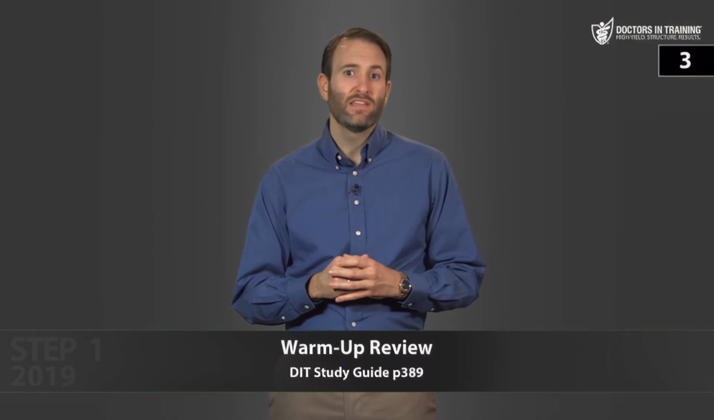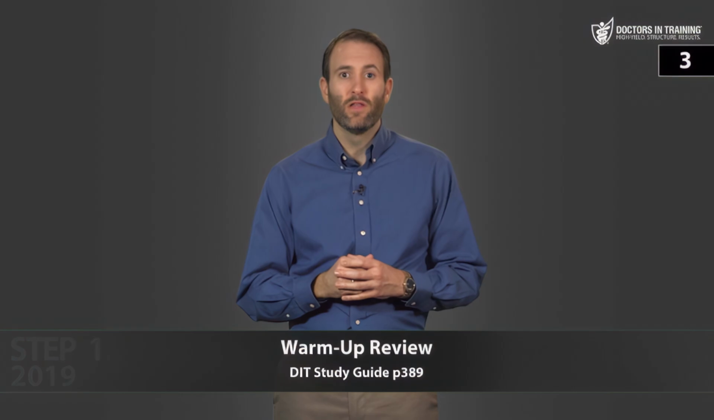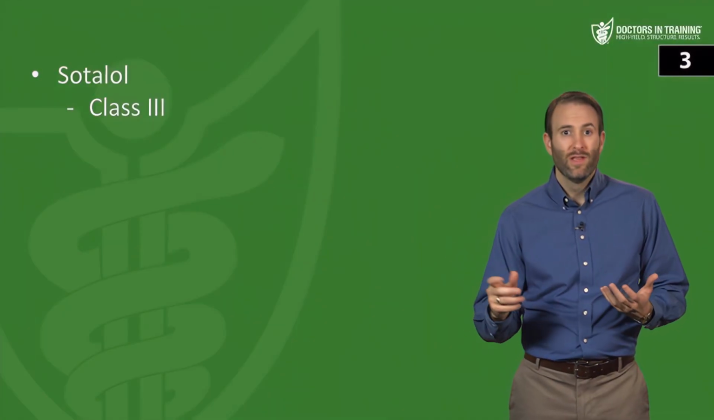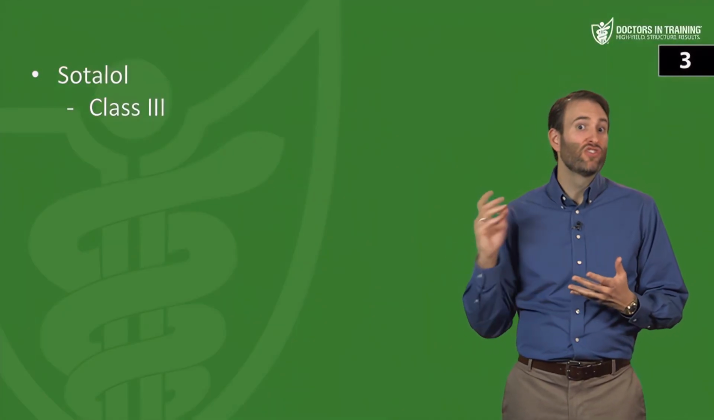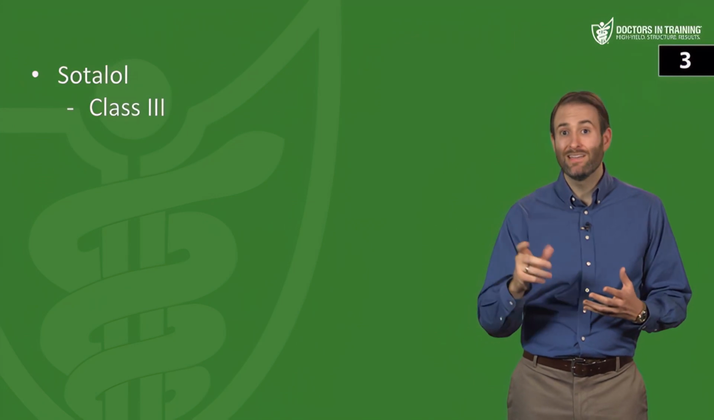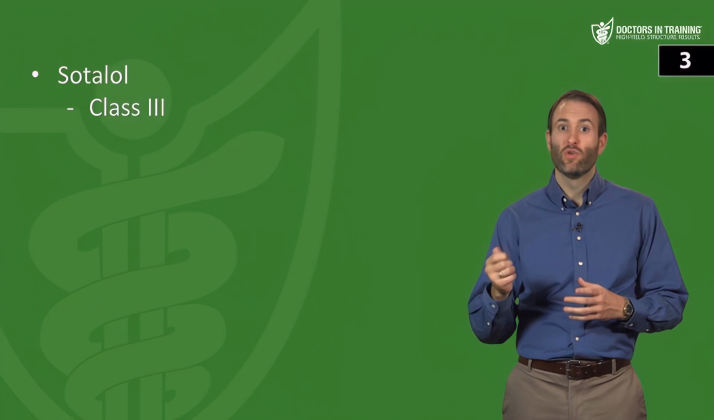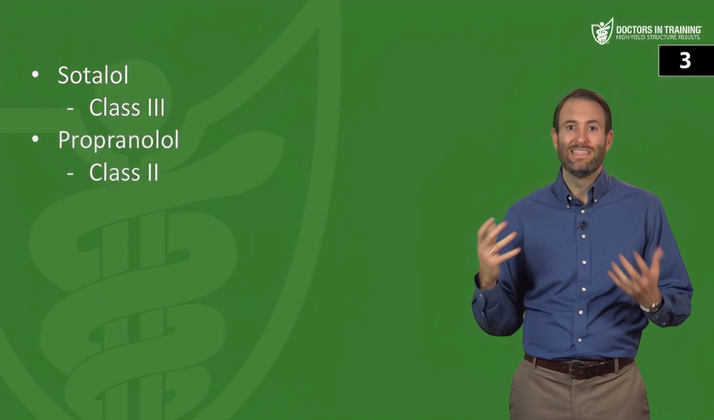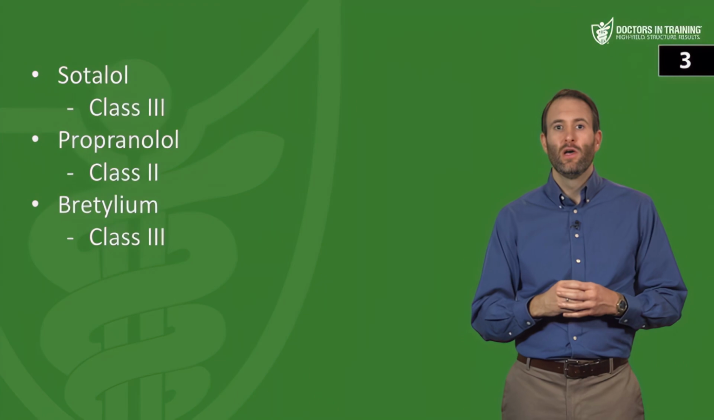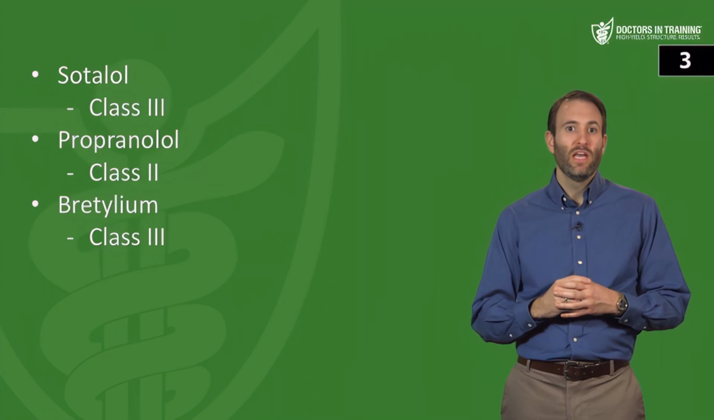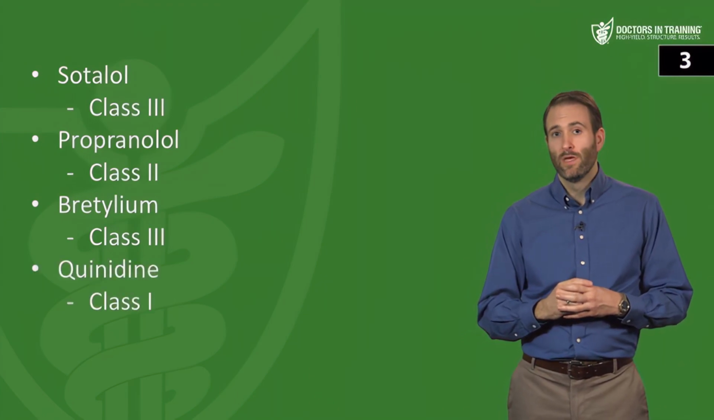Next, to which class of antiarrhythmics do each of the following agents belong? So first we have sotalol. Technically it's a beta blocker, but its strongest action is as a potassium channel blocker, so it's classified as a class 3 antiarrhythmic, so don't get fooled by sotalol. Propranolol is a typical beta blocker, and it's class 2. Bretylium is a class 3, and quinidine is a class 1. That's it for the warm-up. Let's get to that lecture.